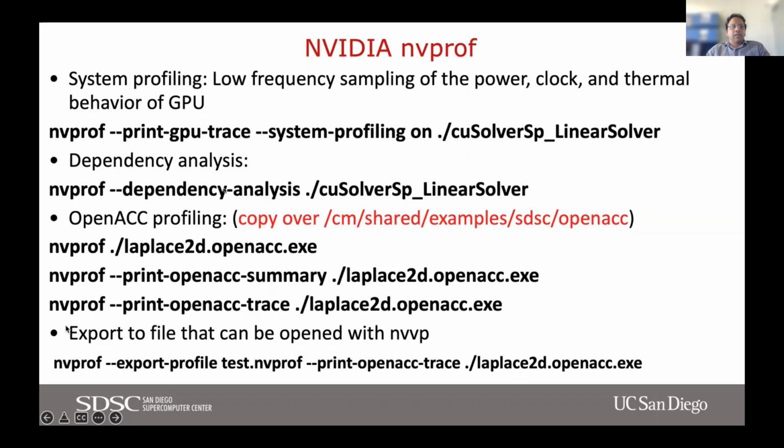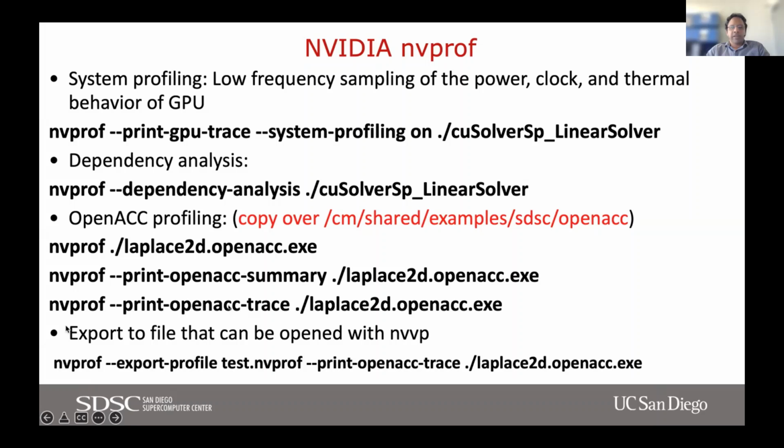So the last bit I want to show is basically OpenACC profiling, but now using nvprof instead of the PGI flag that Andy had shown. So again, you can run nvprof on that code, and this is another code that you can copy over. It's in CM shared examples. So copy over that directory and you can run this.